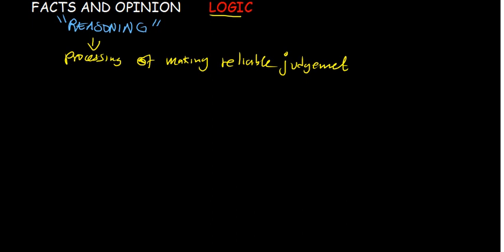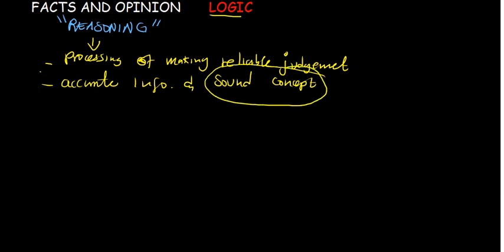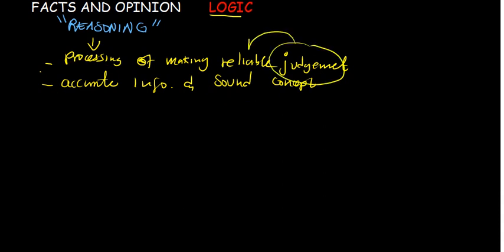So a person who has accurate information and sound concepts can begin to reason. If you have reliable, accurate information and you have a sound concept, if your concepts are right, like what you believe in is good or true, then you are able to reason. Otherwise, if you have wrong information or wrong concepts and you don't have true, accurate information, the judgments you make are not going to be reliable. They are going to be wrong judgments.